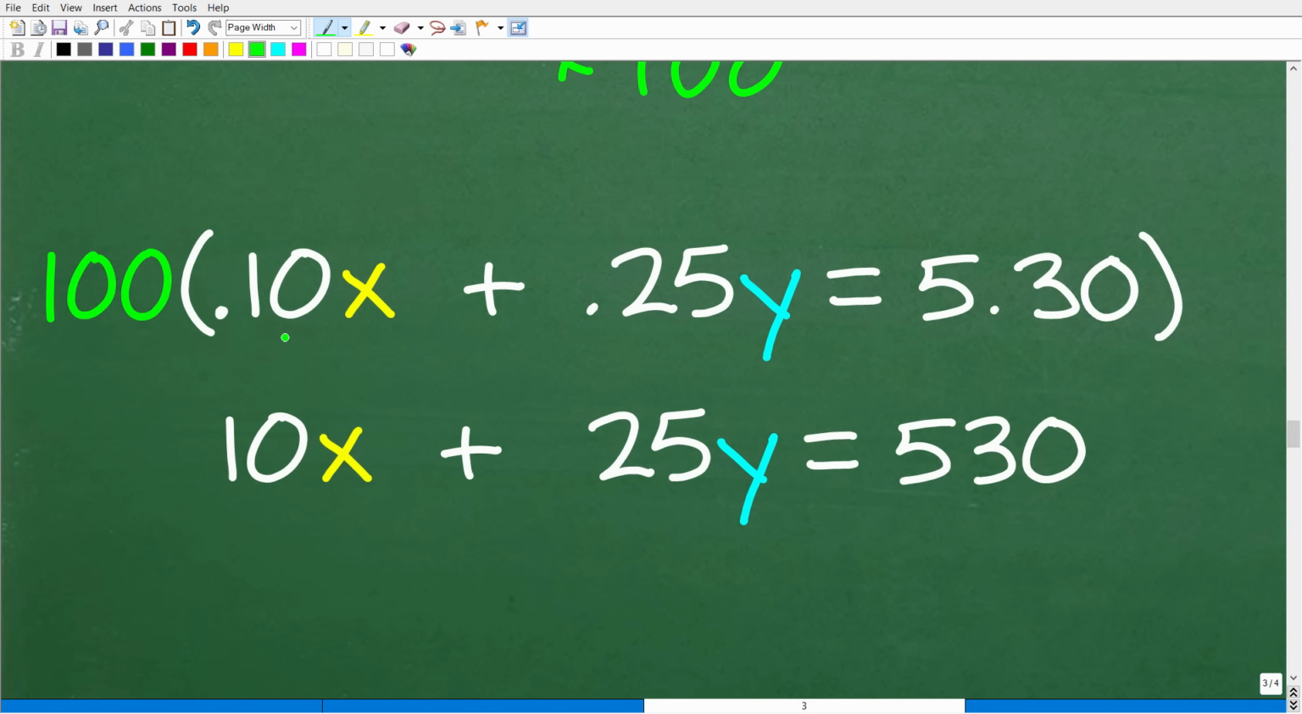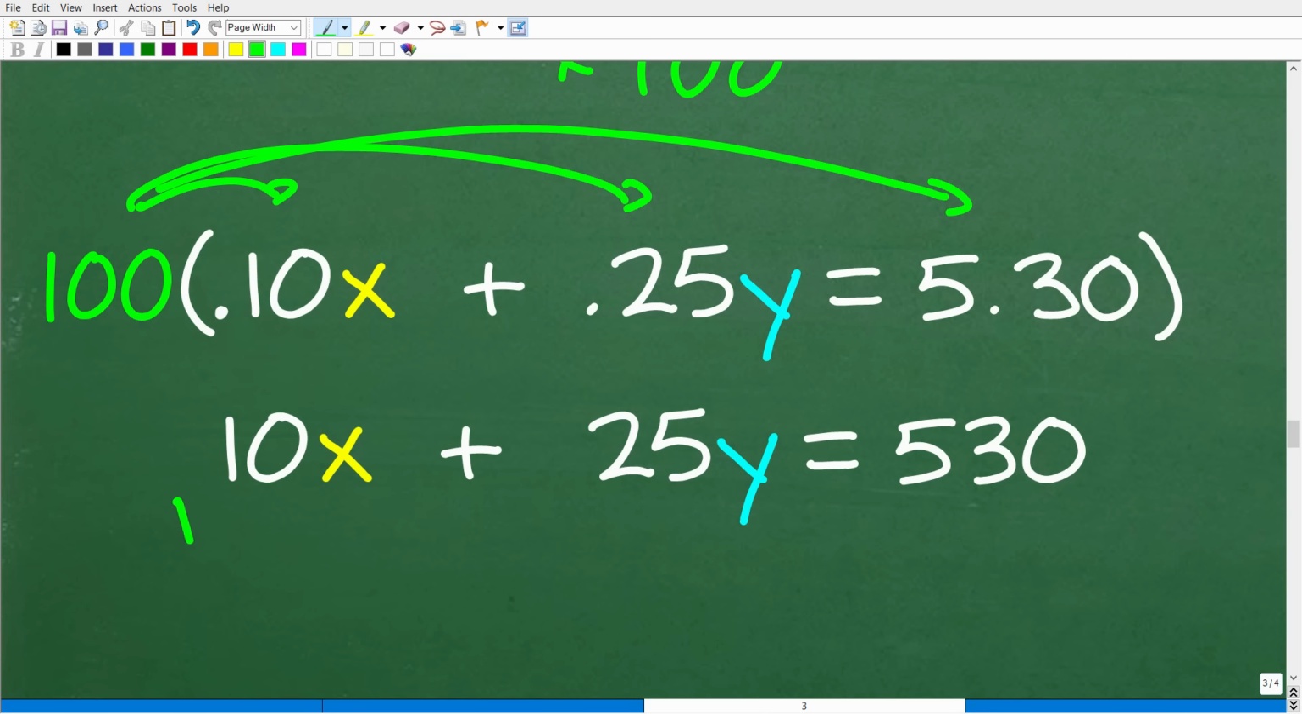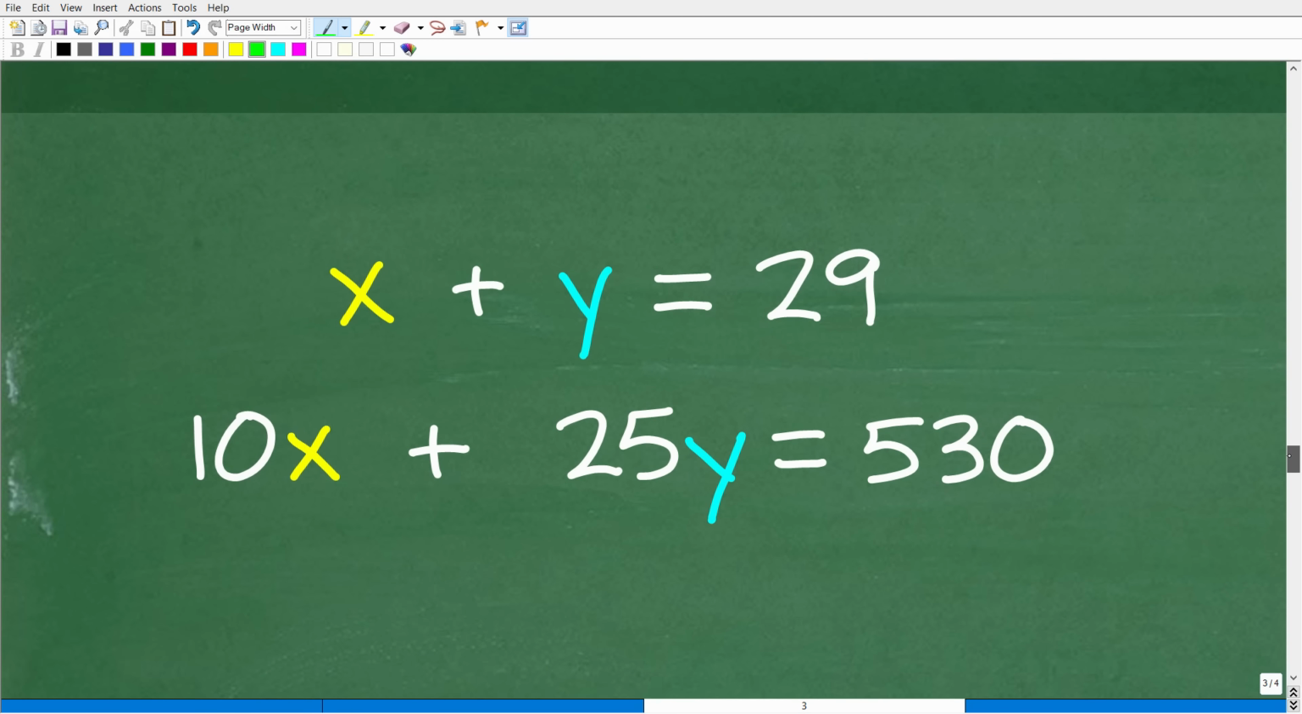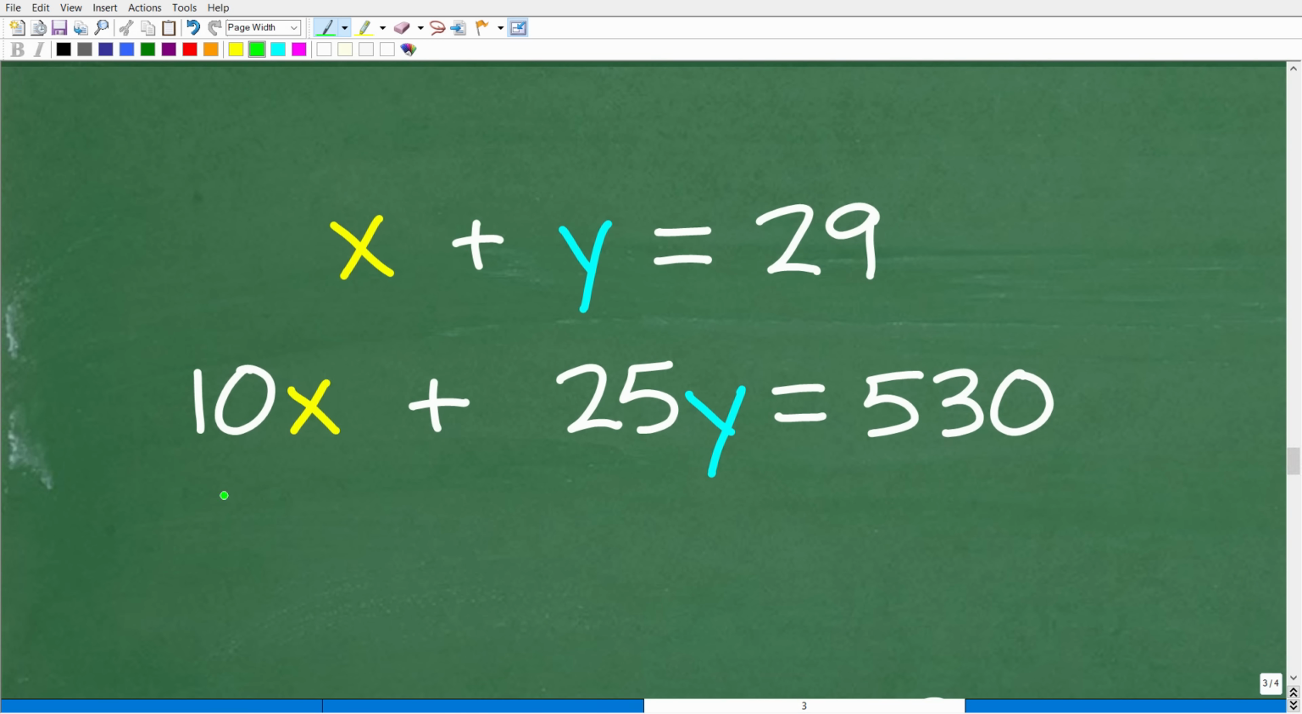As long as I multiply this, this, and this by 100, I can clear those decimals. Okay, so 100 times 0.10x, 100 times 0.25y, and 100 times 5.30 will give us this right here: 10x plus 25y is equal to 530. All right, so this is just as good as that other equation. So we didn't break the system here. We just wrote it in a different way.